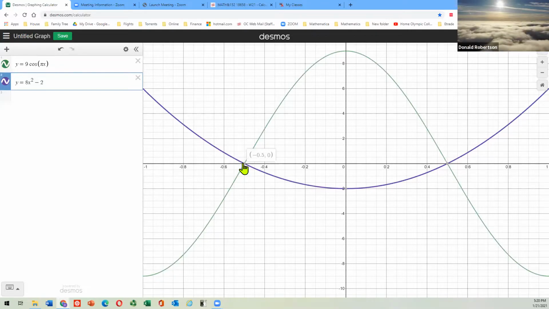And then I have a second curve that looks something like this, and that second curve happens to be the green one, so that's y equals 9 cosine of pi x. And the blue one is 8x squared.